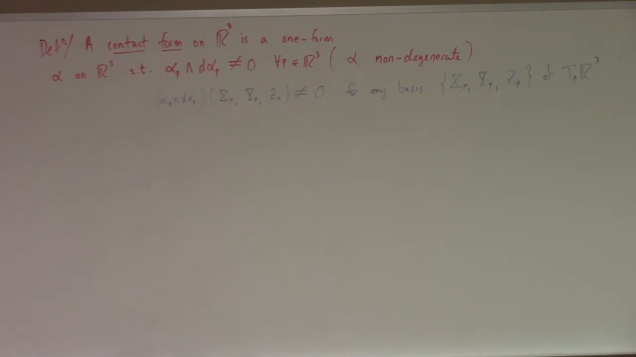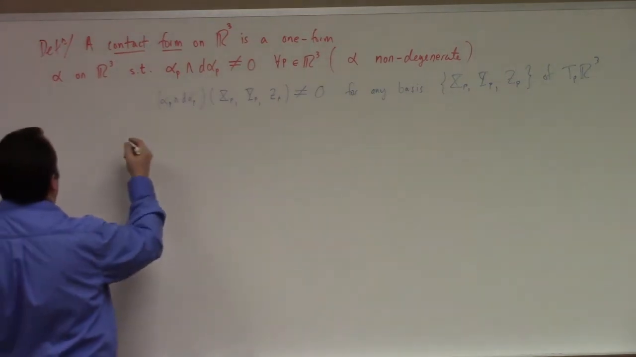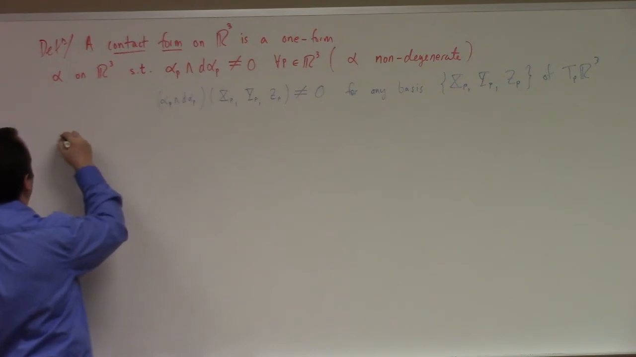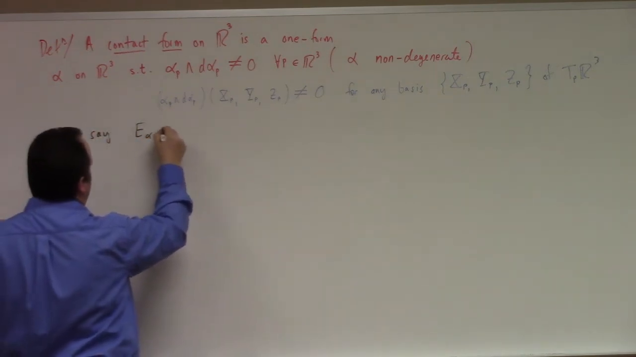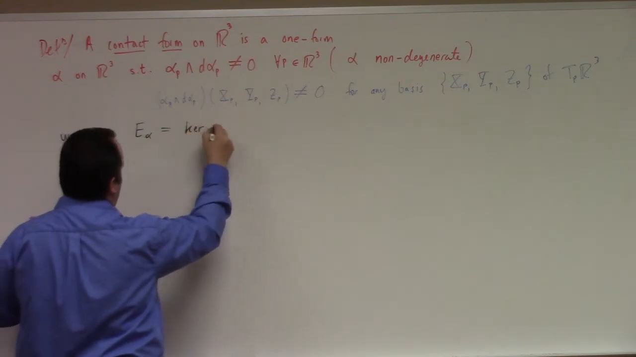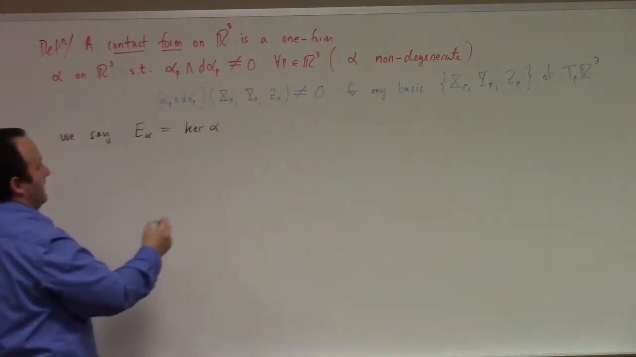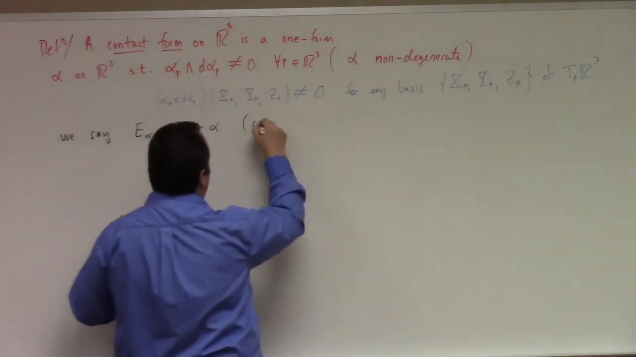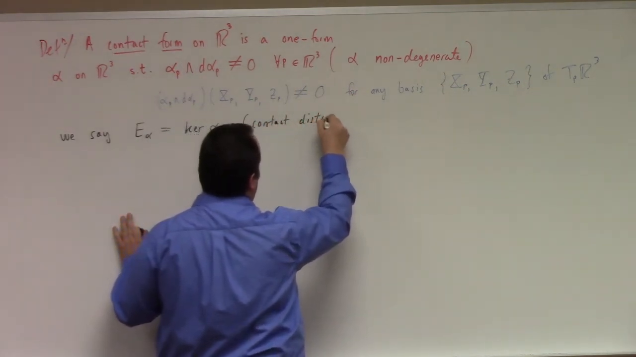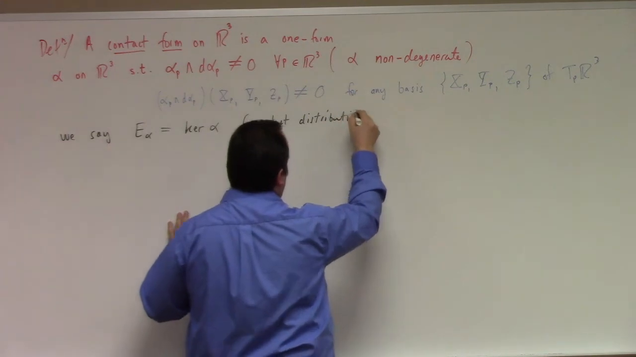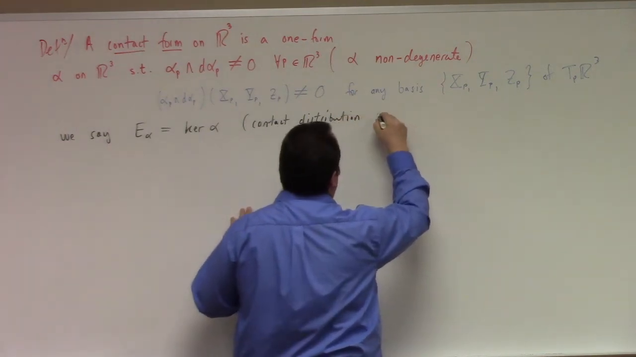All right. So this is the contact distribution. He also makes a definition. We say E sub alpha is the kernel of alpha. This is the contact distribution generated by alpha.